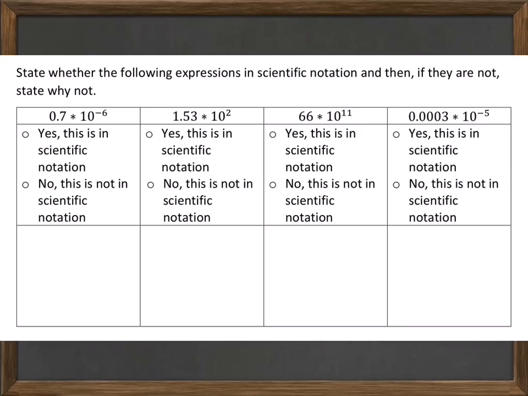Okay. So the first one is not in proper scientific notation because 0.7 is less than 1. Remember the mantissa, the number next to the power of 10, has to be at least 1. Okay, the next one, it is in proper scientific notation, so give yourself a pat on the back if you said that. The next one is not in proper scientific notation because 66, the mantissa, is larger than 10. It has to be strictly less than 10. And last but not least, again, this is not in proper scientific notation because once again, the mantissa is smaller than 1. It has to be at least 1 and strictly less than 10.